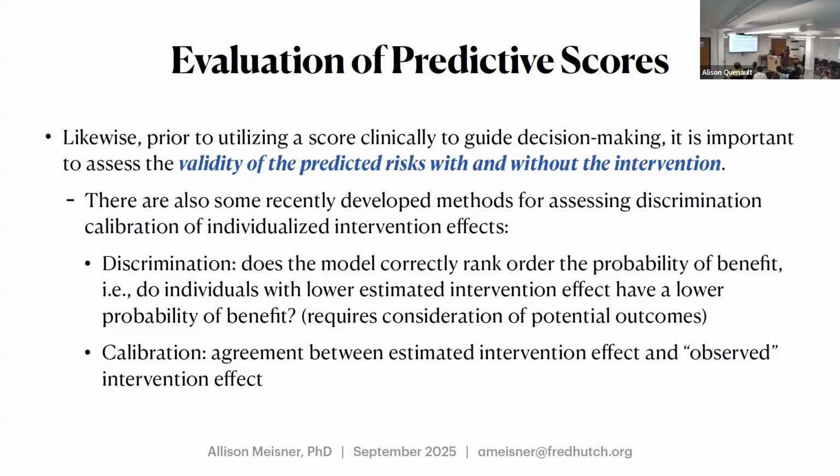Calibration, to my mind, is a bit more straightforward. It's just the agreement between the estimated intervention effect and the observed intervention effect. It's still tricky because we are not observing intervention effect for each individual. So you're still coming under this idea of potential outcomes, but I think the discrimination is a little bit more complicated because, rather than a traditional prognostic model where either you do or you don't have the outcome, you can either have benefit, harm, or no effects. So now we're talking about a 3-level outcome. So, to me, discrimination is a little bit more complicated than calibration in this setting of individualized effects.